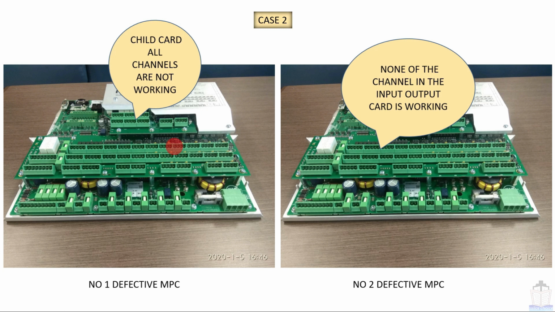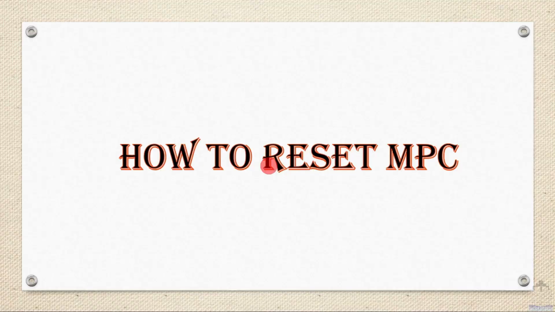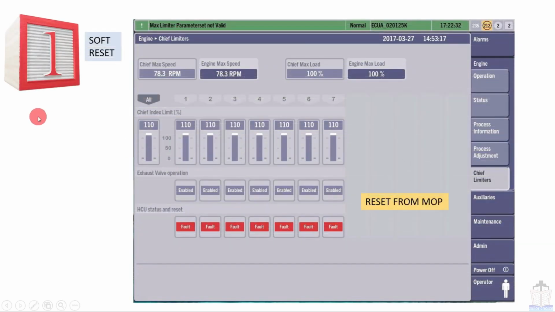Now I think you have got a fair idea about how we should proceed for replacement of all these cards. Okay, now moving to our next topic, that is how to reset MPC. There are 4 ways to reset the MPC. In the first method, when any MPC hangs, you will find this sort of alarm appearing on the MOP. Here, just reset this alarm. When you click this, one reset button will appear over here. So you just click it, and you will be able to reset the MPC.